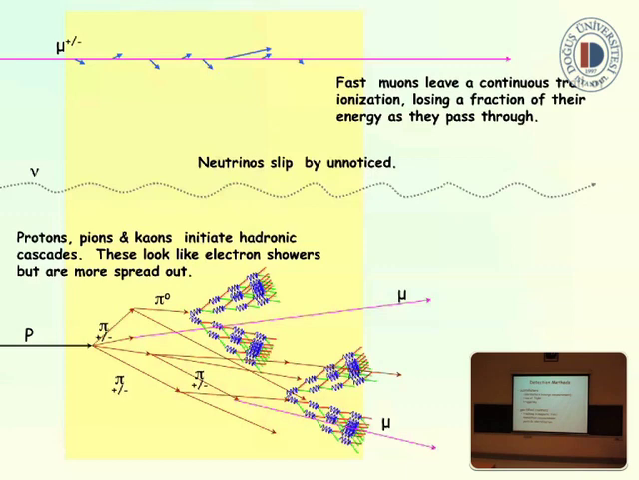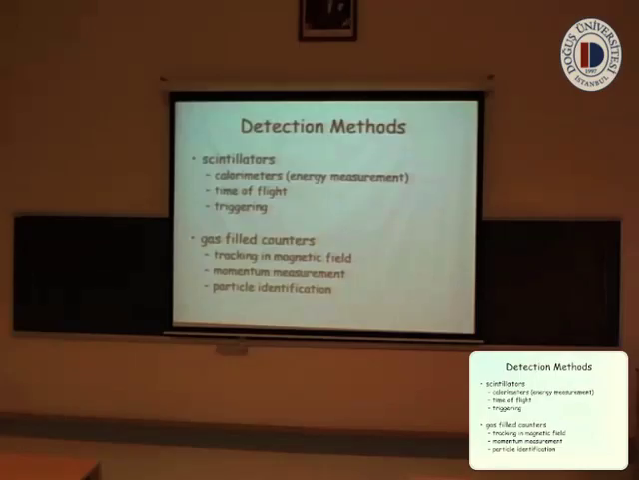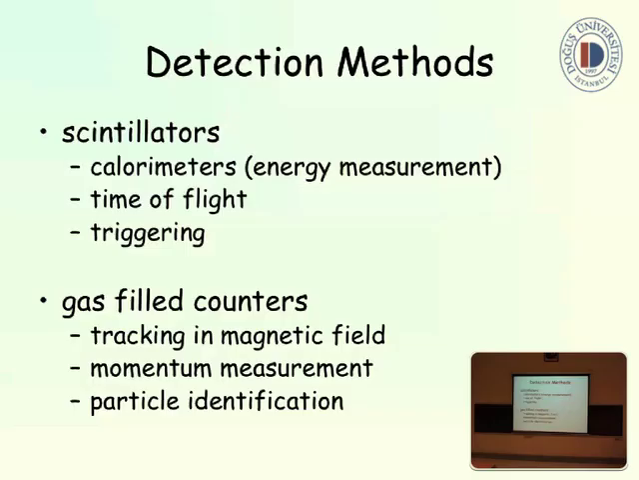Okay. So we have two main principles of detector detection methods. The first one is scintillators, and the second one is gas filled counters. With the scintillators, we can measure energy or time of flight, or it works as a trigger, you will see. And with the gas filled counters, we measure tracking in magnetic field, momentum measurement, and particle identification. So let me start.